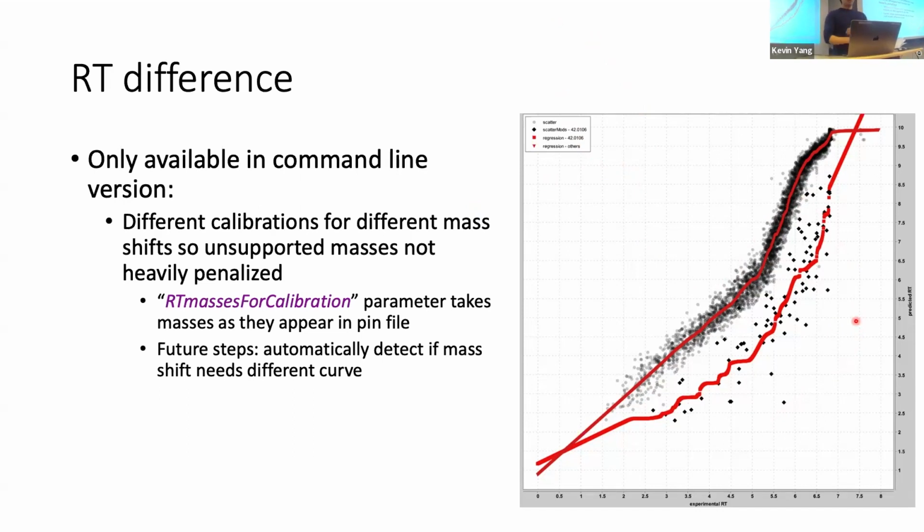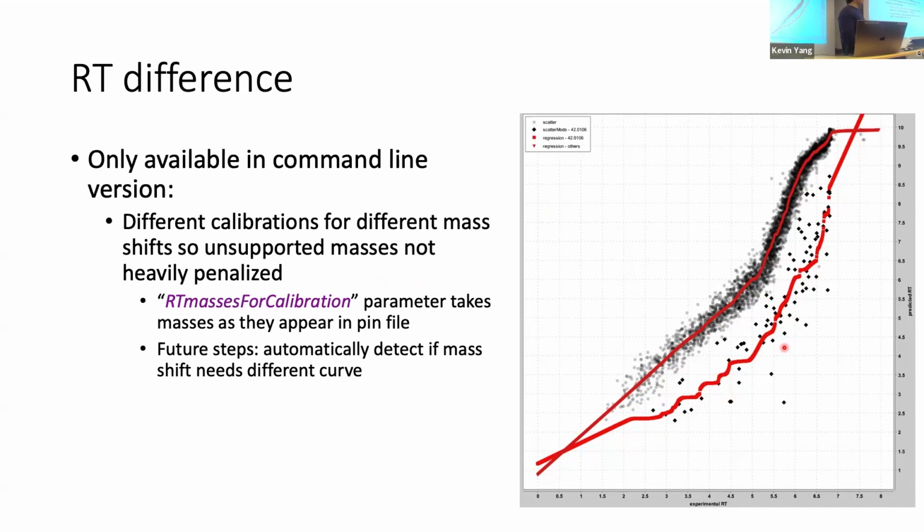If we only generated one calibration curve, then all these N-terminally acetylated peptides would be penalized, when in fact maybe you want to keep them because they're truly important to you. In this case, N-terminal acetylation isn't really important, but the idea is generalizable. So we provide a parameter called RT mass for calibration. You can put in the mass of your PTM of interest, for which you see this shift, and it'll learn a separate calibration curve for it, so it's not as heavily penalized.